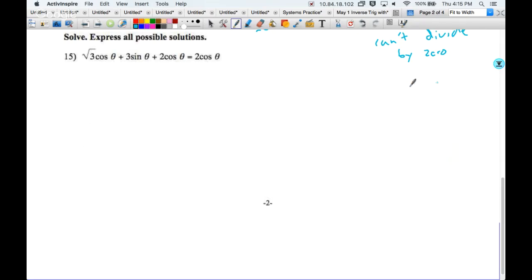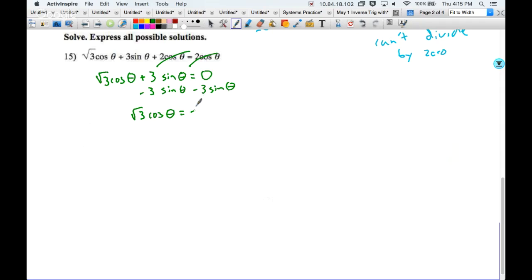All right, so 15. Let's solve 15 real quick. Right off the bat, I see a good way to simplify. These 2 cosine thetas can just go away. Now I've got root 3 cosine theta plus 3 sine theta equals 0. I'm going to subtract 3 sine theta from both sides. So now I've got root 3 cosine theta equals -3 sine theta.